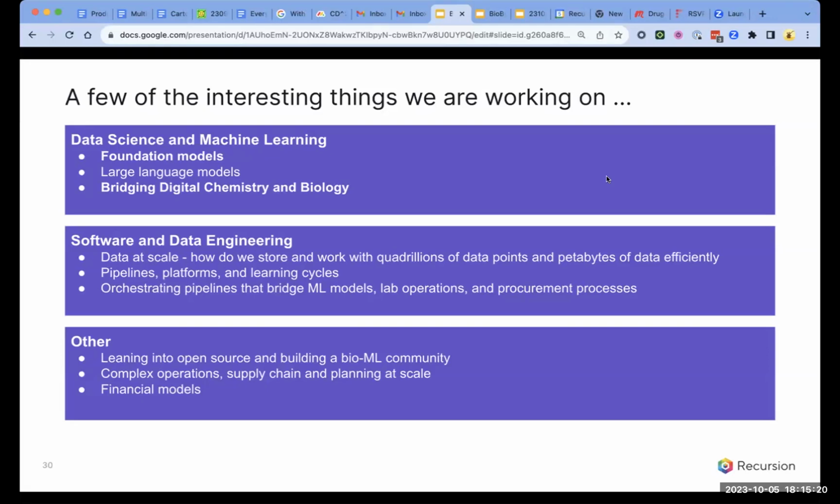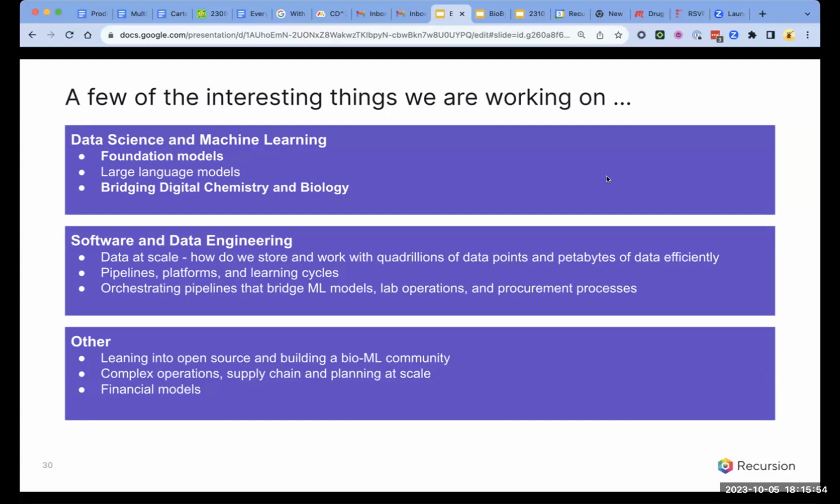On the software and data engineering side, I think we have a lot of really interesting problems. We have massive amounts of data, and so we need to figure out how to store and work with quadrillions of data points and petabytes of data efficiently. To do this in an industrialized, scalable way, we have to build reliable pipelines, platforms, and learning cycles. We're thinking about how do we orchestrate these pipelines that bring together the ML models on the computers, actual physical people's lab operations, and getting those compounds and those reagents in-house so that we're ready to run those experiments.